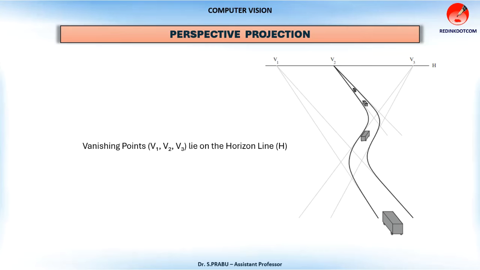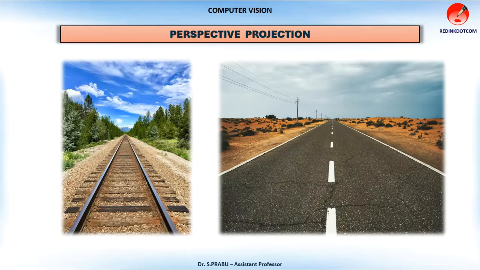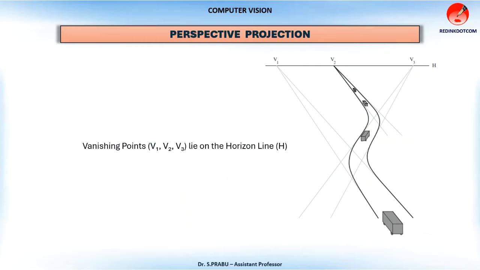Now let's see what vanishing points and the horizon line are. In perspective projection, when we look at parallel lines like a road, railway track or building edges, they seem to meet at a faraway point. So this point is called the vanishing point. And this is the horizon line. Depending on the direction of the lines, there can be more than one vanishing point.